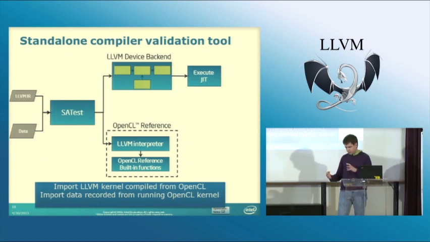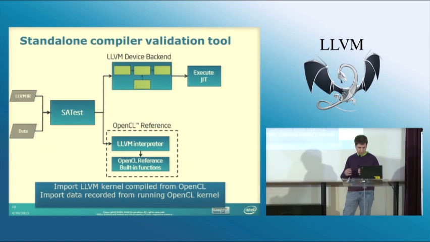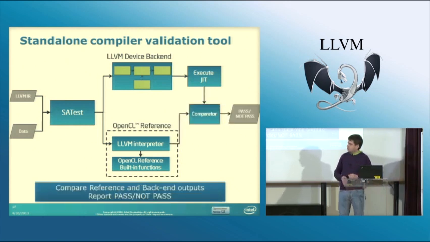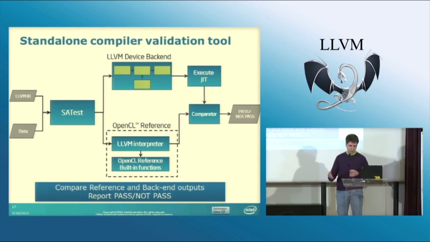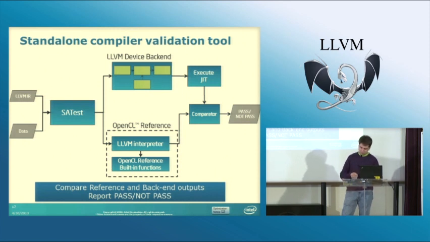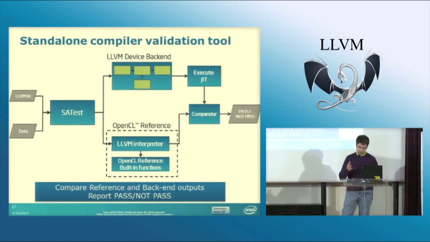Then we take the LLVM IR compiled from OpenCL, and the data. The LLVM IR is recorded from real-life applications, and there is a special module for doing this. So we record this IR and the data and put them as input to the standalone utility. After that, when we have the results of running the JIT code and the results of running the reference, we have a module called Comparator. It compares the outputs, the results of running the JIT code and of running the reference on the same kernel and data. It gives you an output of whether the buffers are equal or not. That is how it performs.